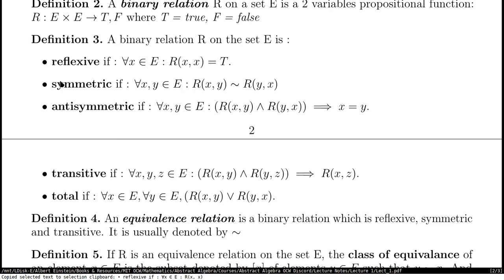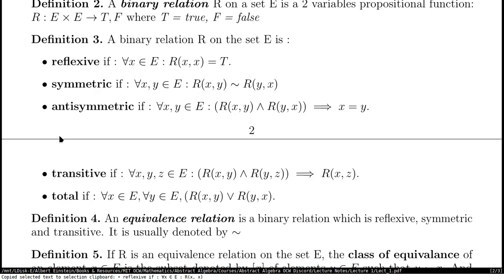Now the symmetric property: the binary relation is symmetric if you take two elements of the set E, apply the relation to those two elements, and then reverse the order, and the relation stays the same. So this says that R of xy is equivalent to R of yx. The relation doesn't change when you change the order of the elements. So that's when it's symmetric.